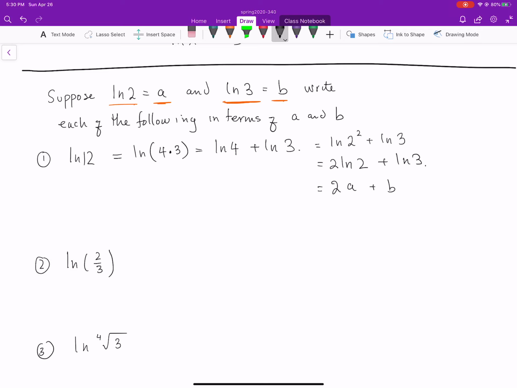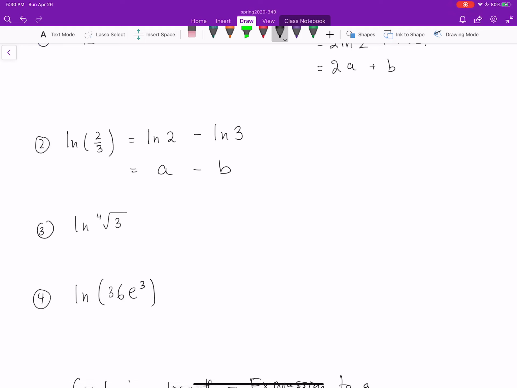Okay, let's look at the next question. So question 2 says ln of 2 divided by 3. Well, it's a quotient, so I can apply the quotient rule. So it says ln 2 minus ln 3. This is very straightforward. You already know what ln 2 and ln 3 represent. So this is the same as a minus b.